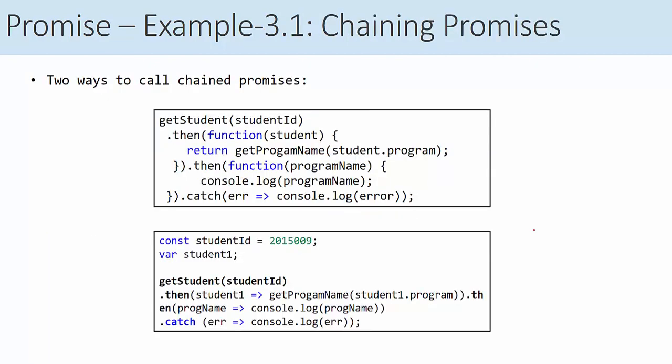How do you call chained promises? You can use either functions or the same way I did before. getStudent, then student, get the next one, then, until you reach the last one where you use catch. Or you can use functions like this: then function student, return getProgramName, function programName. The second one is considered more professional and most popular.